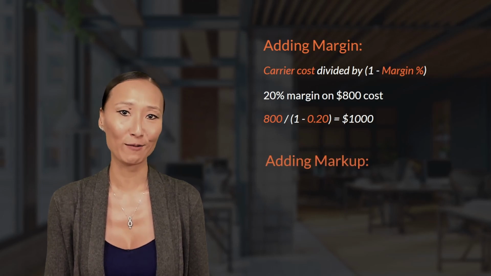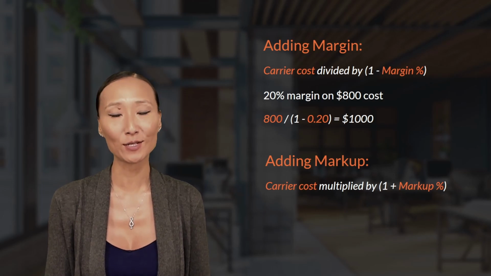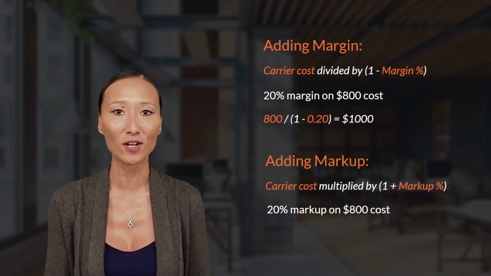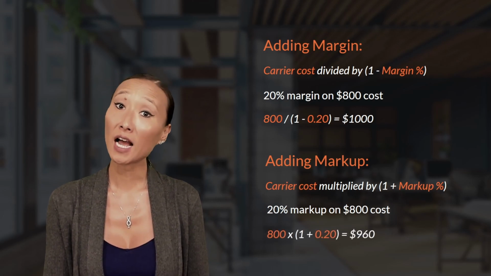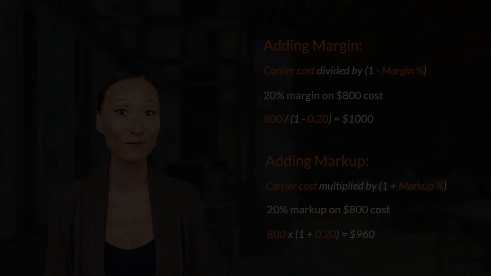Now, let's add a markup. We use the formula carrier cost multiplied by 1 plus the markup percentage. So for a 20% markup on an $800 cost, we do 800 times 1 plus 0.20, which equals $960.